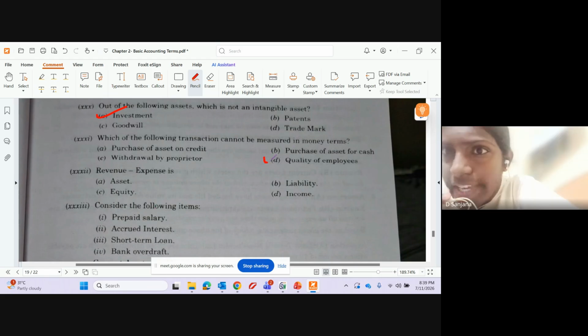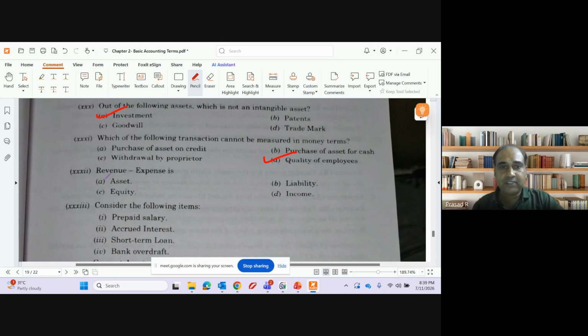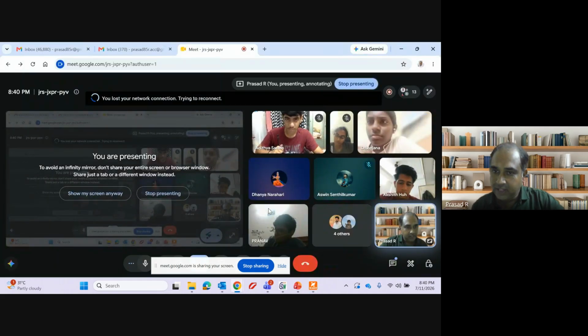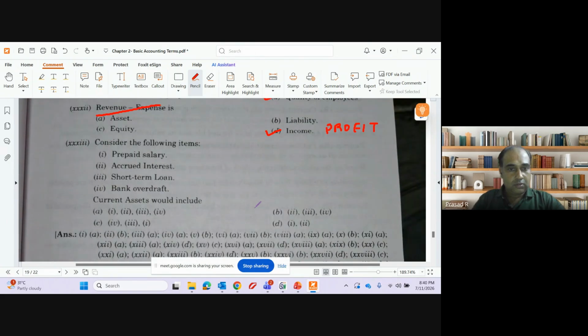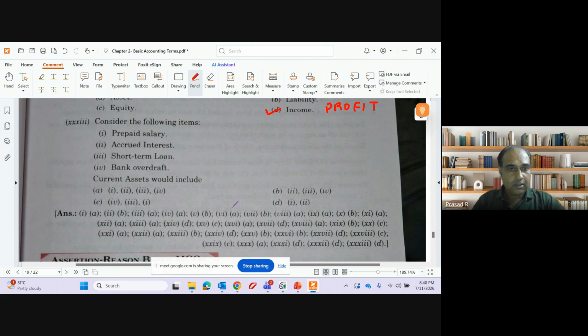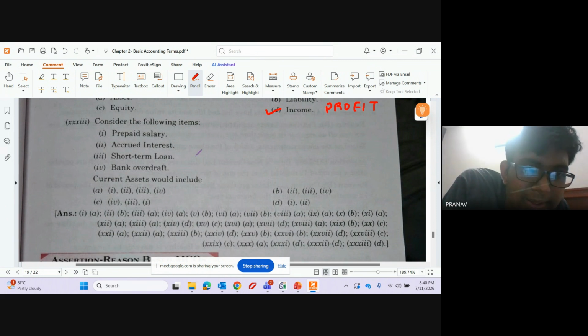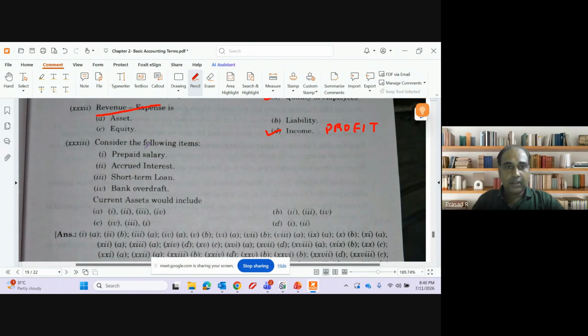Quantity of employees. Revenue minus expenses is income, or in other words, we call it profit. Clear? Okay, 1 and 2, sir. Answer is 32. Okay. Consider the following items.